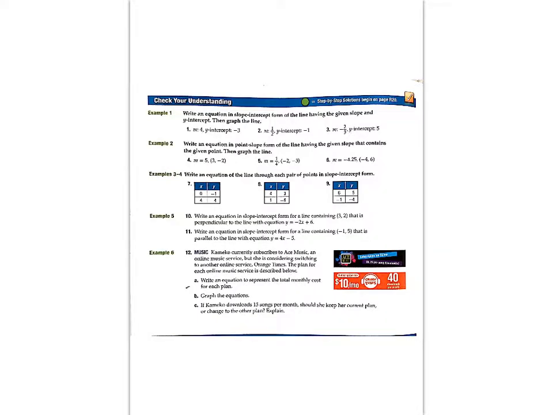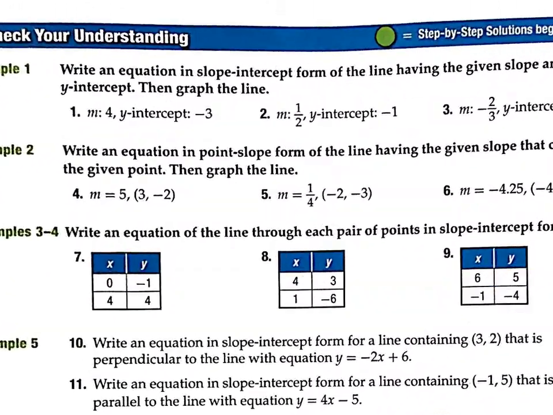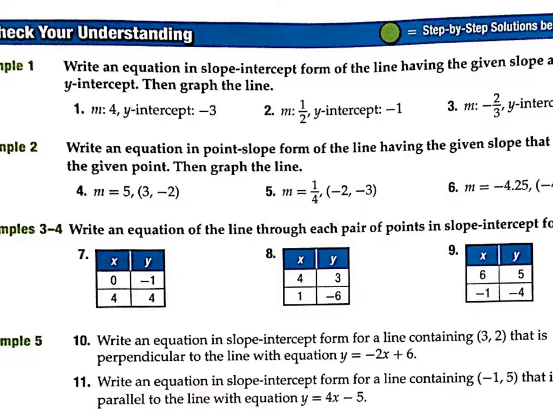All right, let's look at some examples of different problems. It says write an equation in slope-intercept form given the information. All you're doing here is plugging right into the equation, so this is where you need to know the form. Slope-intercept is y equals mx plus b. Here m is 4, so this would be y equals 4x. b is the y-intercept, which is -3, so you put -3. Simple as that, just plugging in.